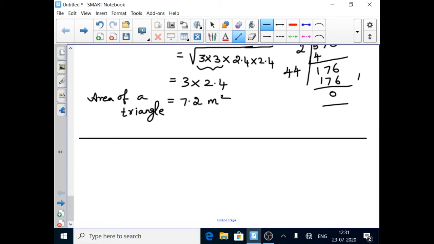So next, question number 2. The sides of the triangular ground are 22 meter, 120 meter and 122 meter. Find the area and cost of leveling the ground at the rate of rupees 20 per meter square. So the sides of the triangle are given. Find the area and the cost of leveling.